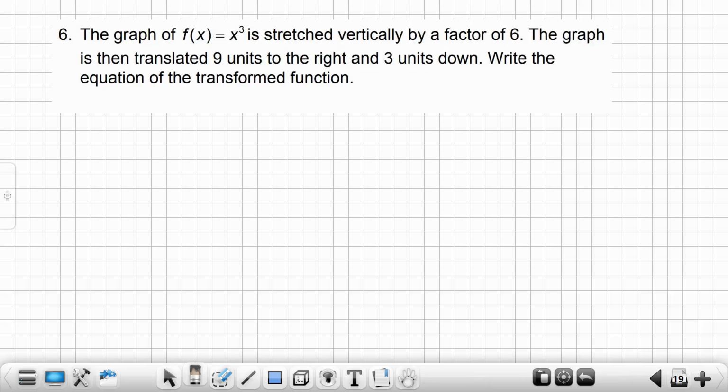Probably. All right. The graph of f of x equals x cubed is stretched vertically by a factor of 6. 6. Done. 9 to the right. There we go. Done.